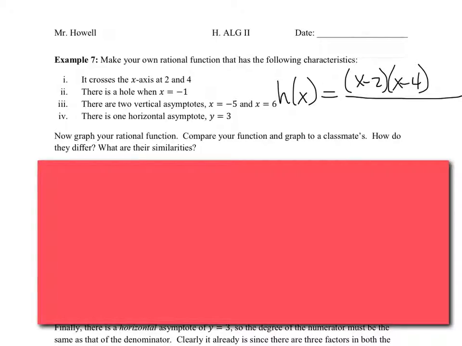Next, number 2. It's a hole, so it has to cancel in both the numerator and denominator, which means x plus 1 in the numerator and denominator. Very good. x plus 1 in both the numerator and denominator, because it has to cancel to give you a hole at x equals negative 1. Again, the hole is at x equals negative 1. That comes from x plus 1 being in both spots.